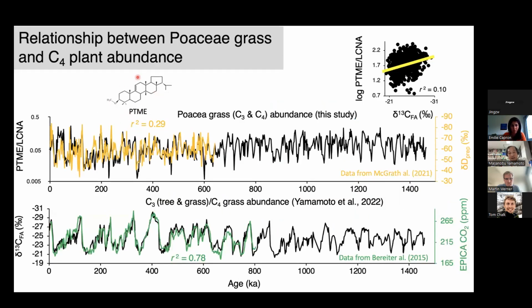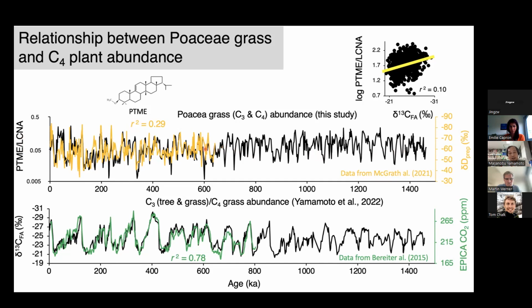We also analyzed the PTME. This compound is almost specific to Poaceae grass. And this LCNA is the long chain normal alkane, the common biomarker of higher plants. So this ratio is assumed to reflect the grass abundance. The black one is the grass abundance, and the yellow one is the hydrogen isotopes, delta D of precipitated water. This was calculated from the leaf wax delta D, and it is a proxy of the precipitation in tropical areas.